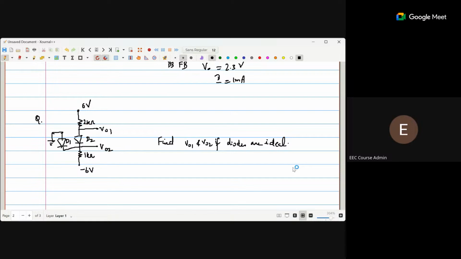So D1 and D2 will be? Both of them are forward biased. Yes, both are forward biased, and that will give you V01 equal to V02 equal to 0. Yes, ma'am. Ma'am, please explain once again.